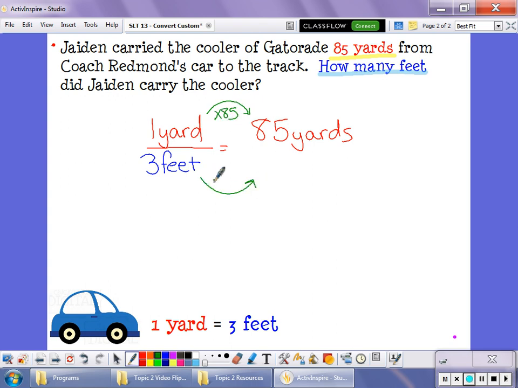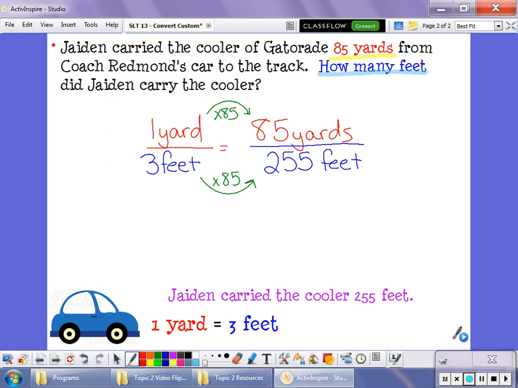So for my feet, I also have to multiply by 85 because it's like I have 85 groups and each one has 3 feet in it. Well, 3 feet times 85 is going to give me 255. And if you didn't know that, you could use a calculator for that. So, in answer to our question, Jaden carried the cooler 255 feet.